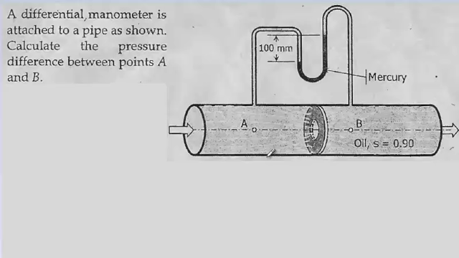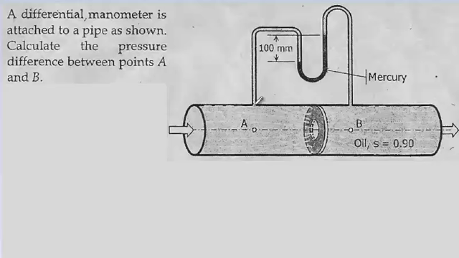Okay, so we have here an interesting problem because some fluids are flowing already. Here we have a differential manometer. When we say differential, it can only measure the difference in pressure between section A and section B. That's the general idea. Here it is attached to a pipe shown, and in this pipe there's flowing fluid inside it.